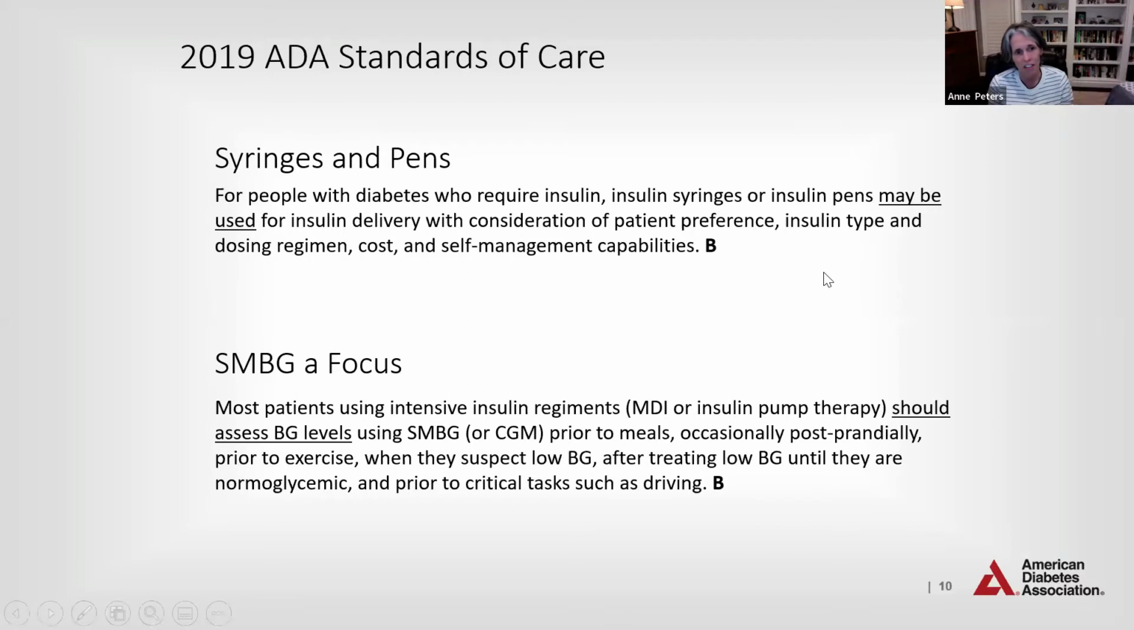So when they started trying to do the 2019 standards of care, it was really, really hard to do this to start with, because it was really hard to just focus on devices and figure out how that fit into the other standards of care.